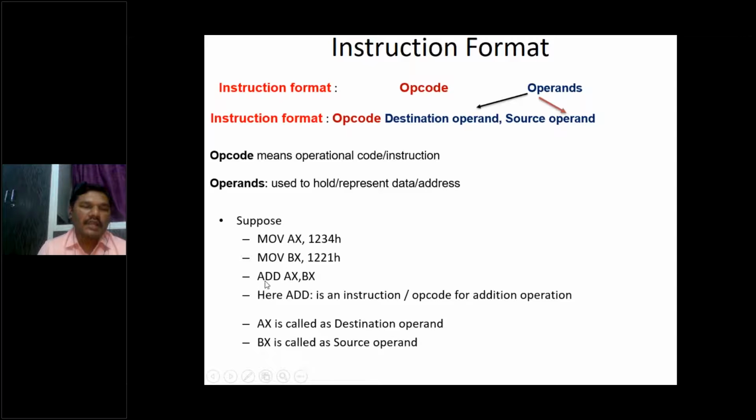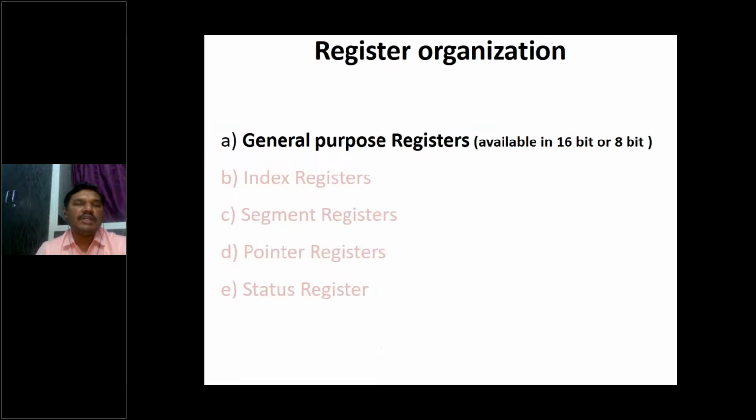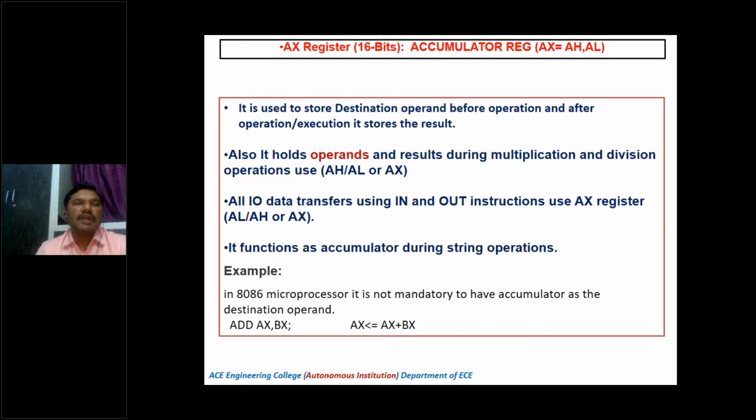Now here I am adding: ADD AX, BX means I am adding AX and BX, but where will the result be stored after adding the data? It will be stored in the destination. Destination means our ending point. Before adding the data, they are called destination operand and source operand, and after adding the data, AX is the register that stores the result. So this is a little bit to understand the AX register.